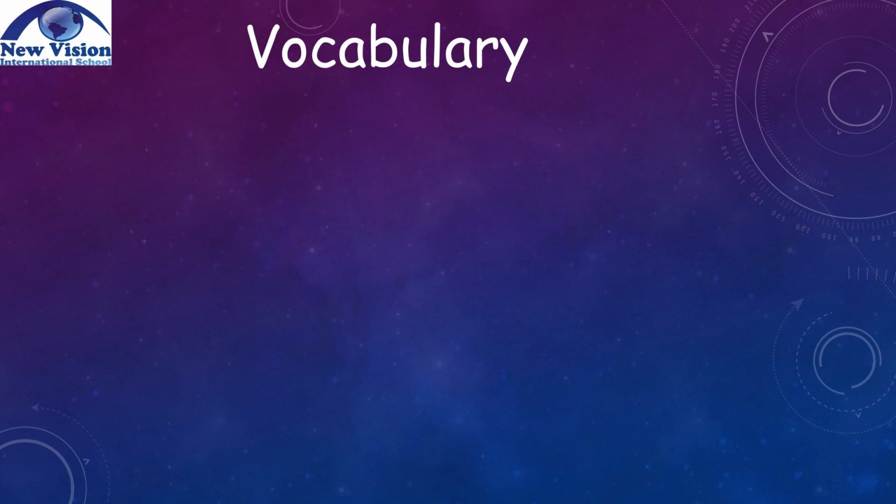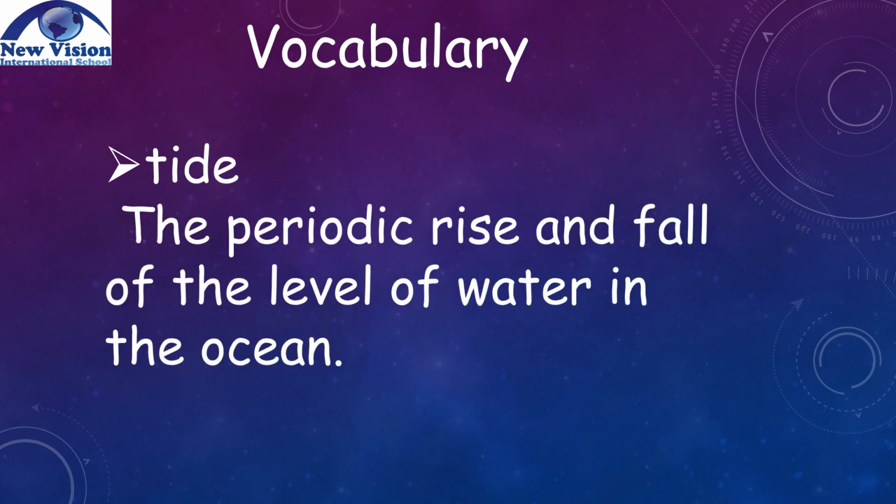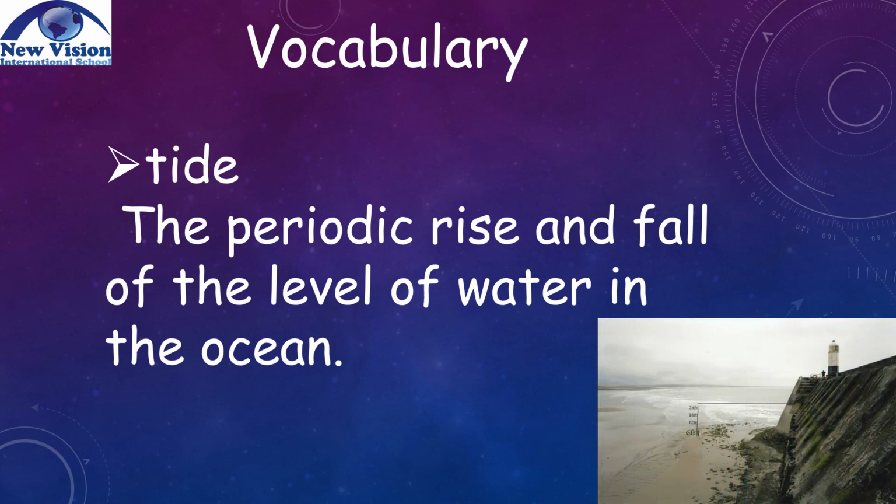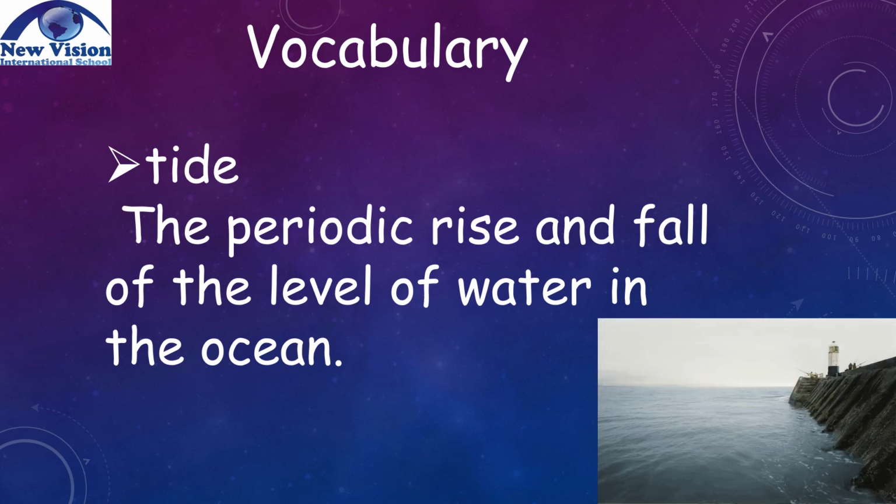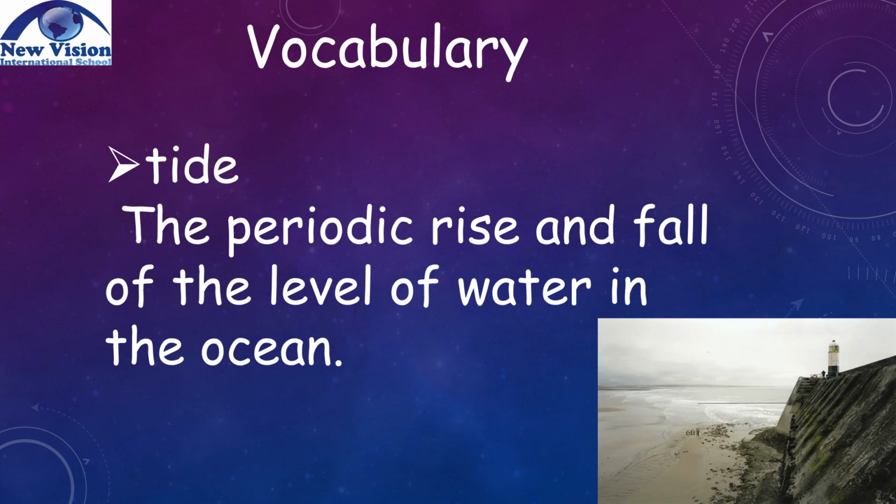Vocabulary words. First, tide. When we say tide, it is the periodic rise and fall of the level of water in the ocean. So this is an example of tide. Rise and fall of the water in the ocean.